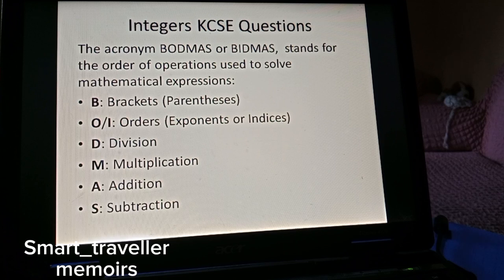Otherwise, in lower classes, the students are told that the O represents "of", but when you come to the higher classes, O stands for orders, which may be exponents or indices. D is division, M is multiplication, A addition, and S subtraction.